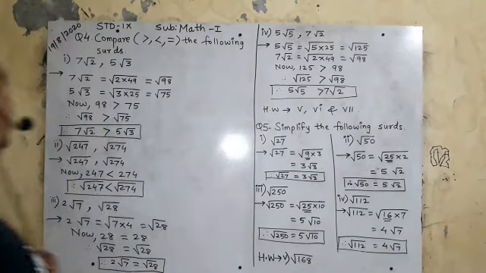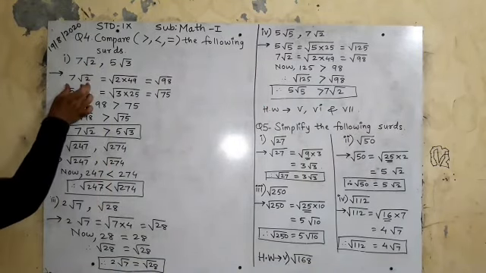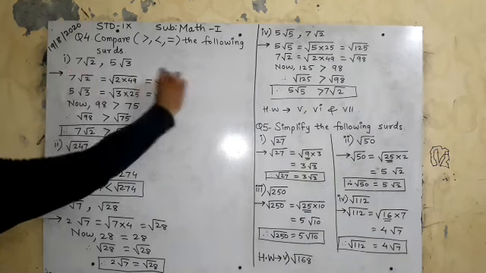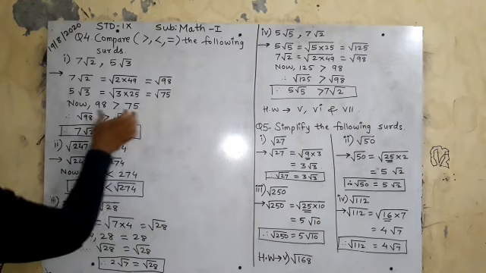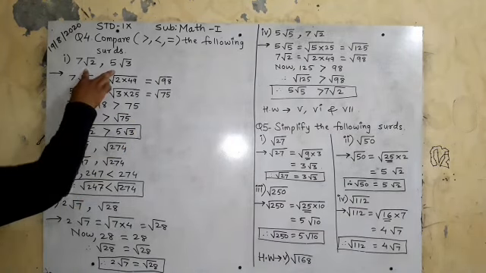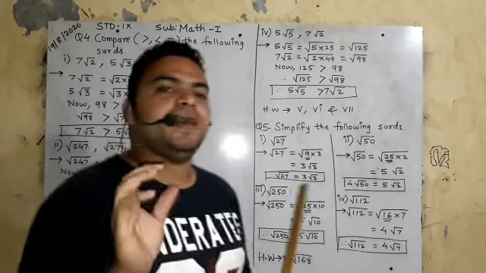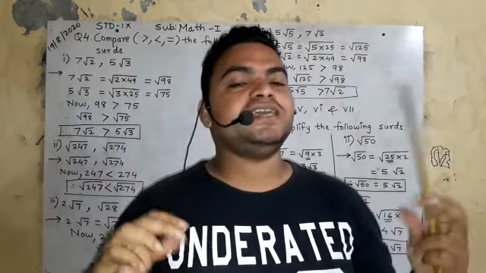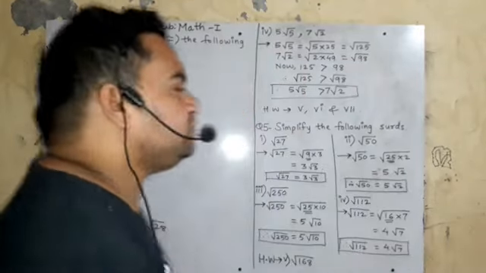So look at the board here. These two are the given surds. Okay, so first we will solve this one, then we will solve this one. Then we will write these two numbers and compare which one is greater, and at last we have to write the question again, and then we have to show which surd was greater, smaller, or equal. Is it clear? So look at the board here.